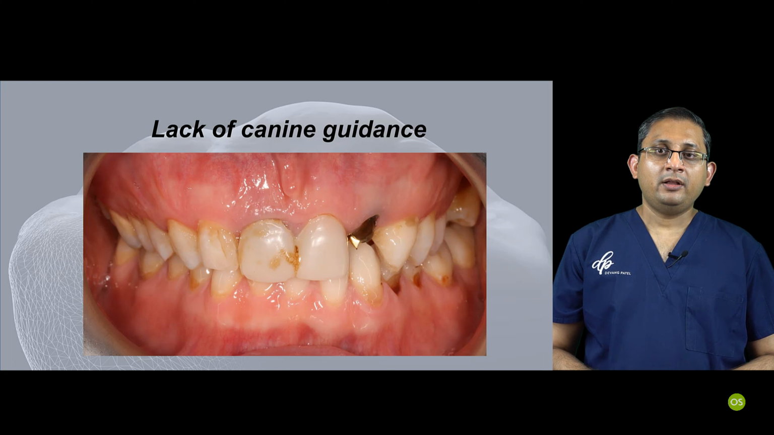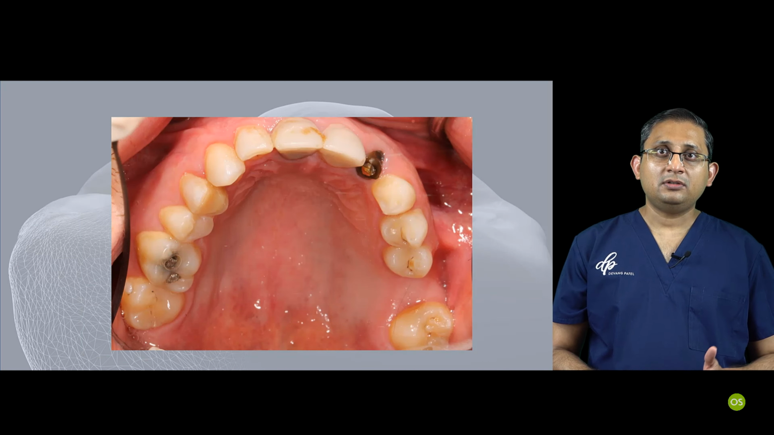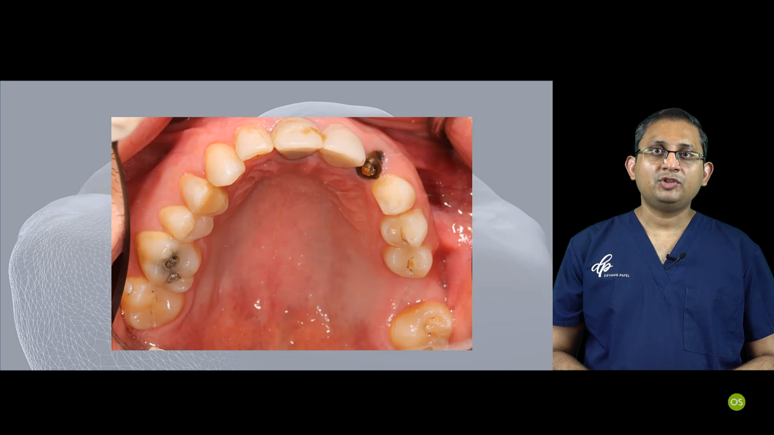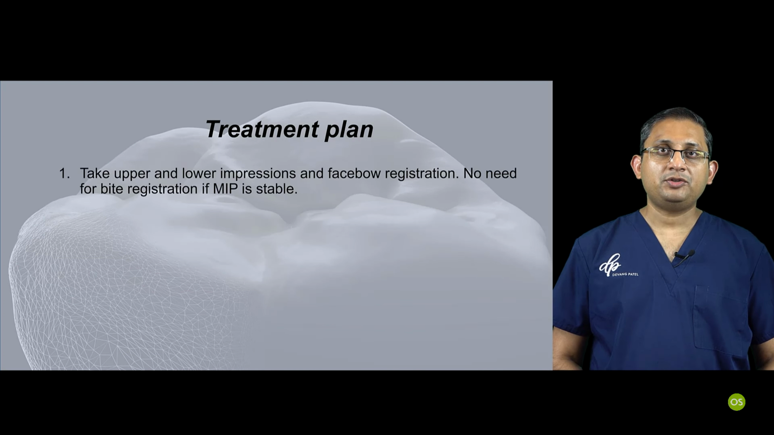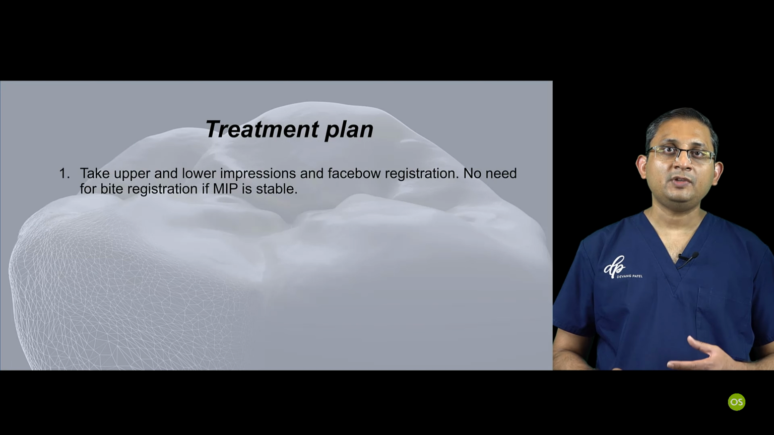So this is the occlusal aspect. Let's look at what we can do with the treatment planning. When you're planning these cases, the first thing you need to do is make sure you take upper and lower impressions, use a facebow registration, and mount the model.